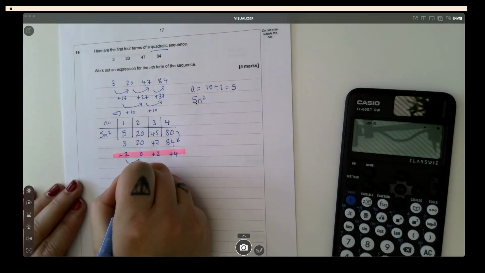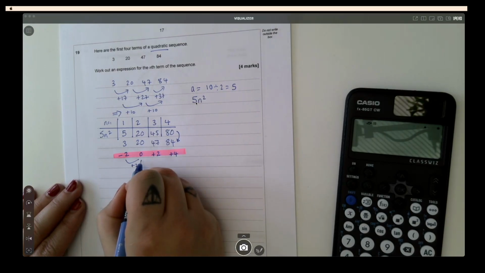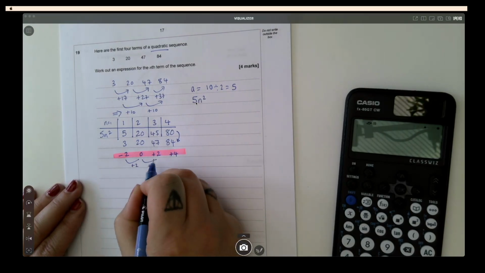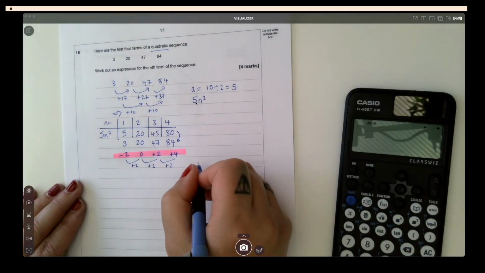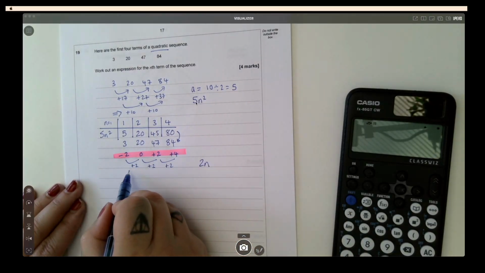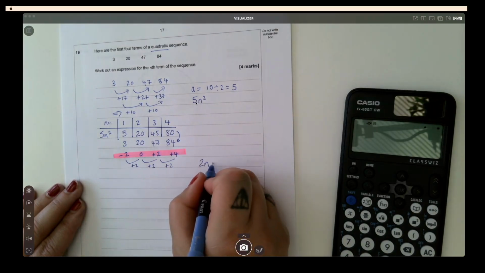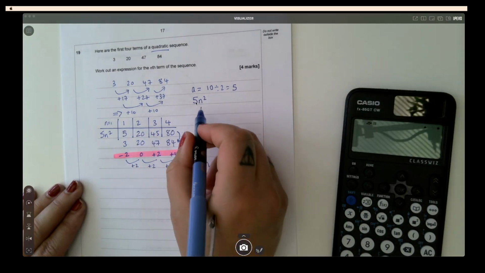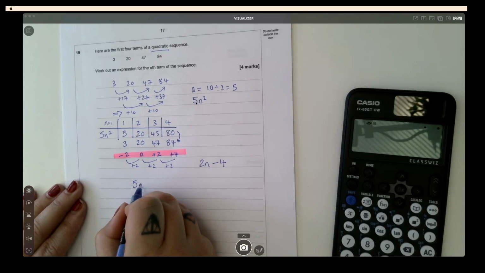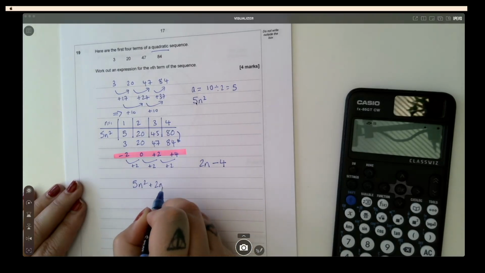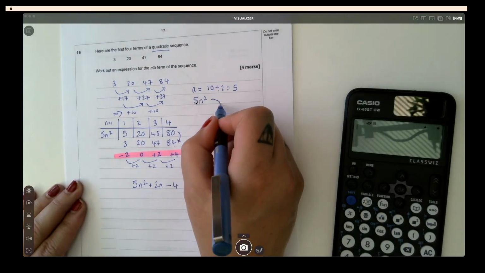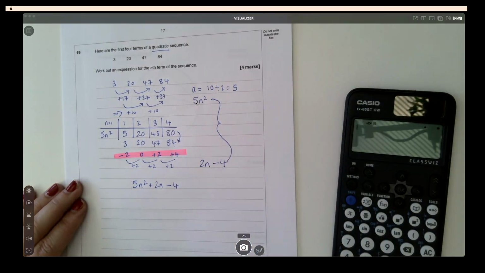From negative 2 to 0, we add 2. From 0 to 2, we add 2. And then from 2 to 4, we add 2. So it's 2n, and then to get from 2 to minus 2, we would subtract 4. So we have 5n squared plus 2n subtract 4. Both parts of this go together.